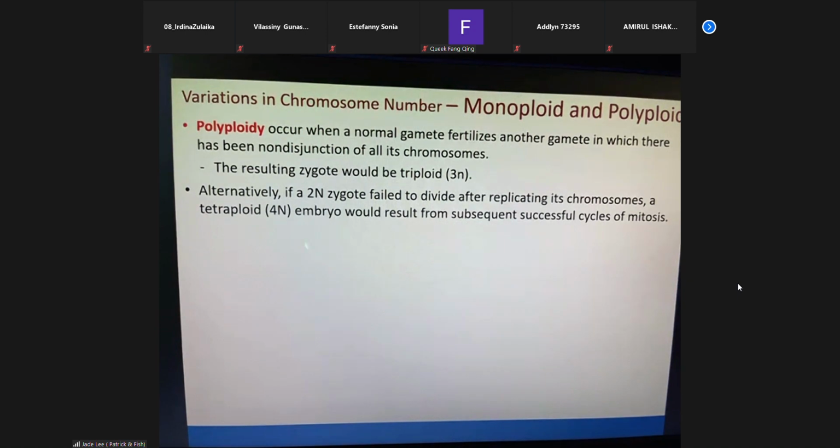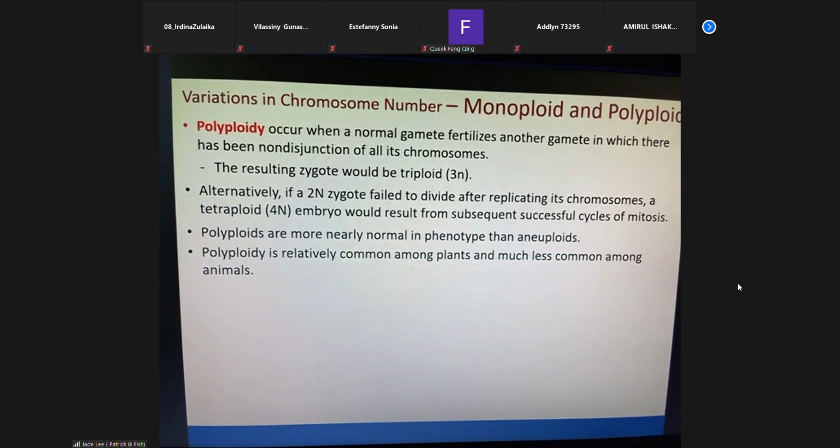Ultimately, if the 2N zygote fails to divide after replicating its chromosomes, a tetraploid, which is 4N, will result from a subsequent successful cycle of meiosis. Kalau dia tidak divide lah, ya, dia akan menjadi 4N. So it is rarely nearly normal in phenotype, unlike aneuploids. It is relatively common among plants and much less common among animals.